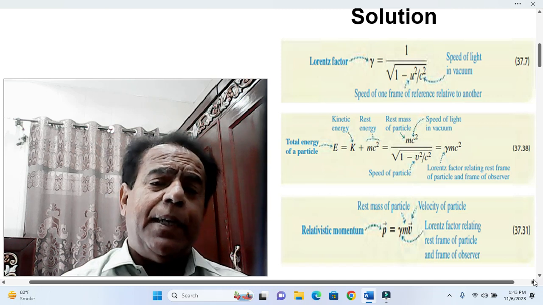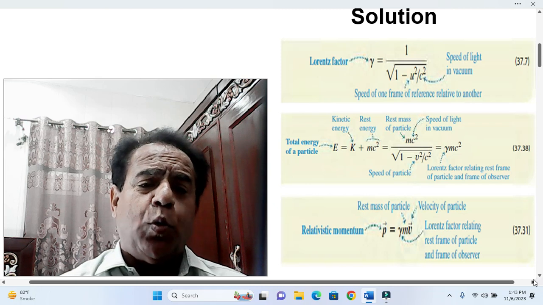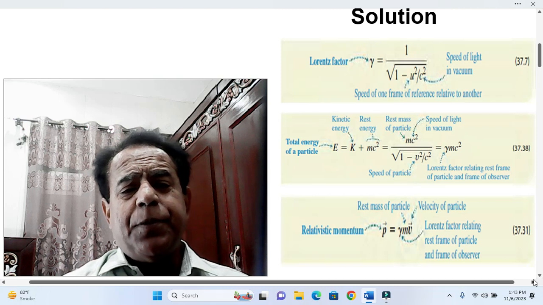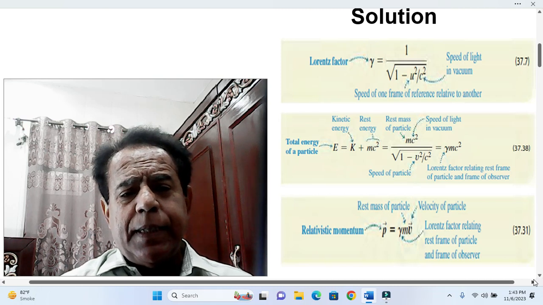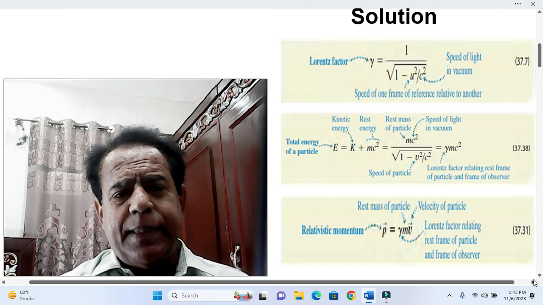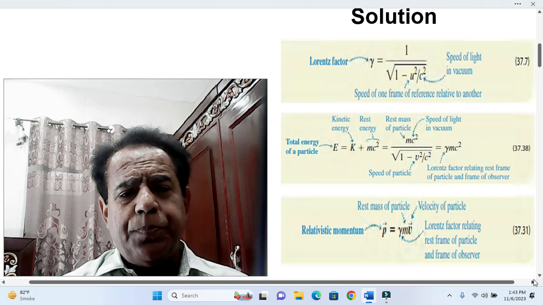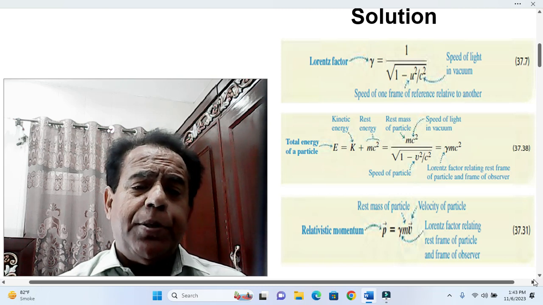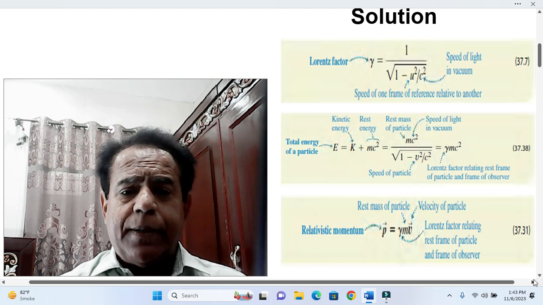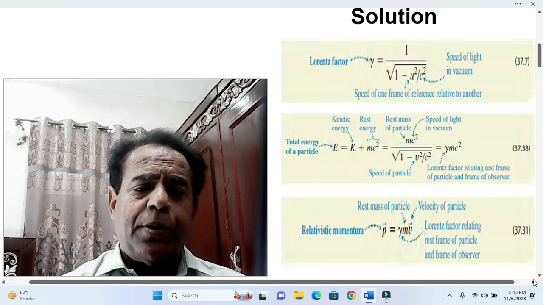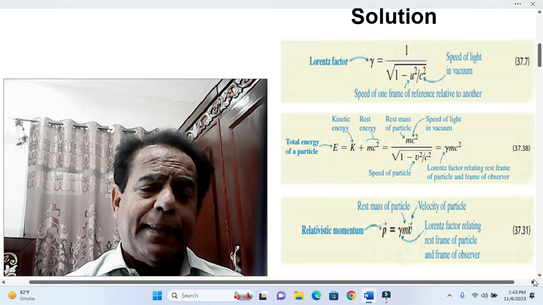This alternatively becomes equal to mc square over the square root of 1 minus v square over c square, where v is the speed of the particle and c is the speed of light in vacuum. This alternatively becomes equal to gamma times mc square, where gamma is the Lorentz factor relating the rest frame of the particle and the frame of the observer.